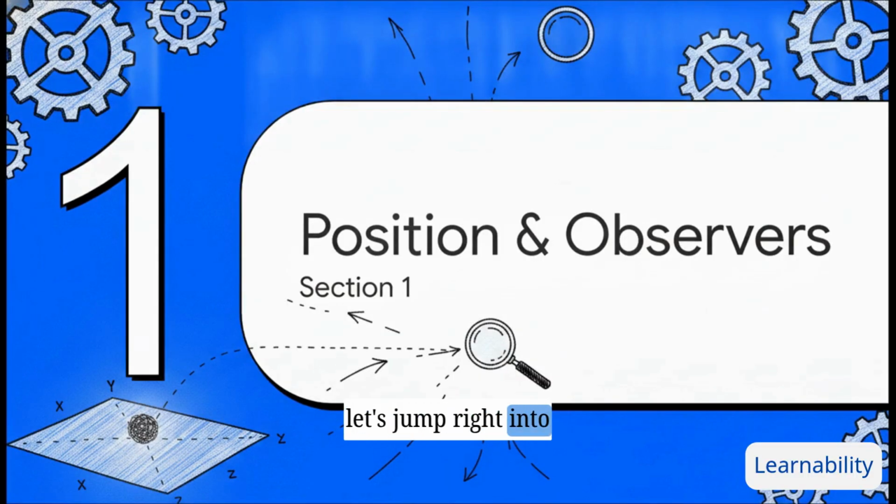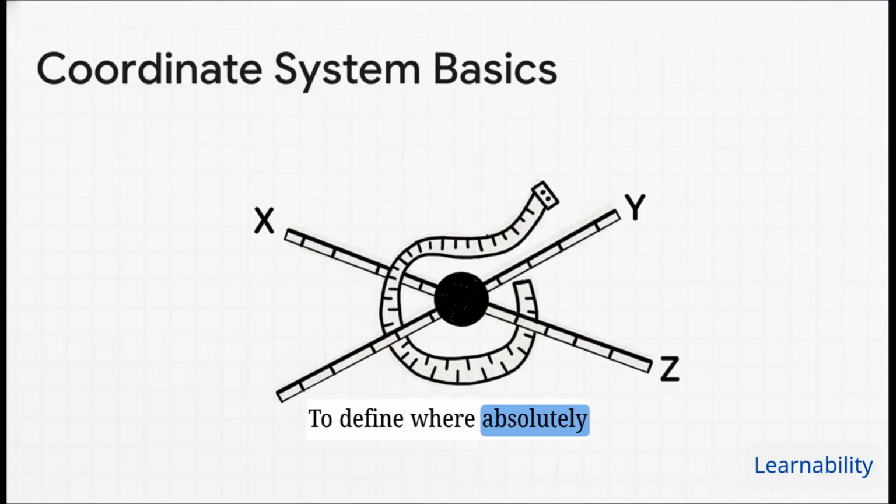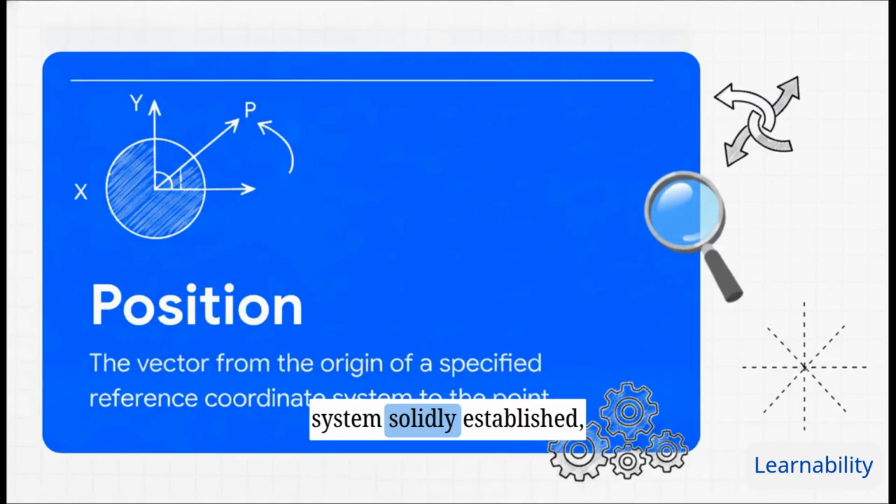All right, let's jump right into section 1, defining position and observers. To define where absolutely anything is in space, we absolutely must have a coordinate system. Think of it kind of like dropping a pin on a GPS map. If you don't have a starting reference, those coordinates mean literally nothing. So this requires 3 anchors: an origin for the observer, agreed upon axes for direction, and a scale to actually quantify your measurements. Without all 3 of these, any mathematical values we assign to a point are just random numbers floating in the void.